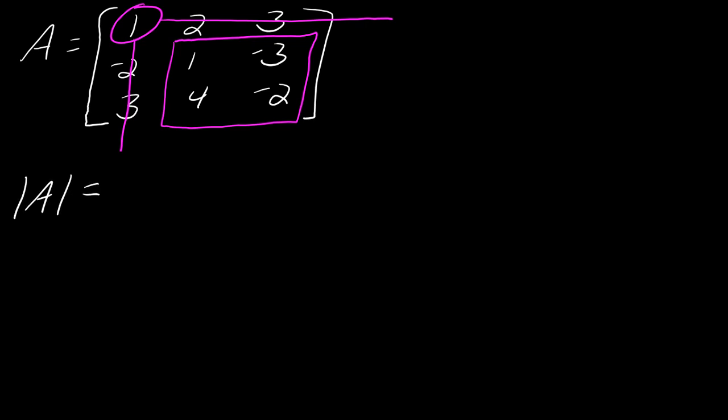So to find the determinant of this, I'm going to take 1 times the determinant of this little submatrix. That's the first part. If you're taking notes, you might want to think about even drawing this matrix 3 times, or use a couple of different colors, to make this nice and visual. So this is the first part of the calculation.